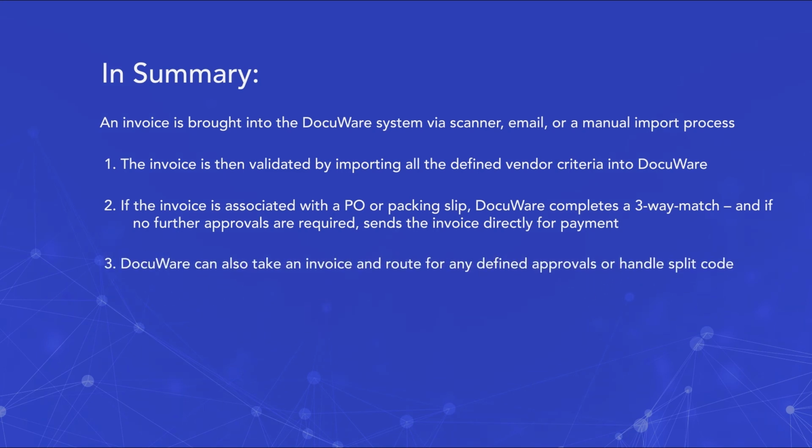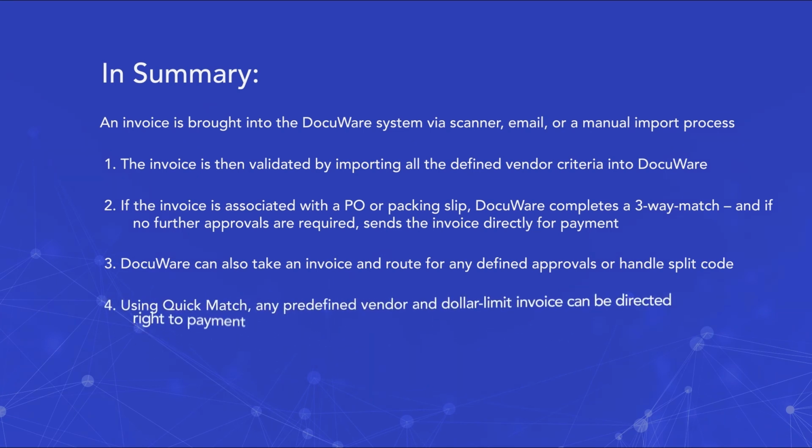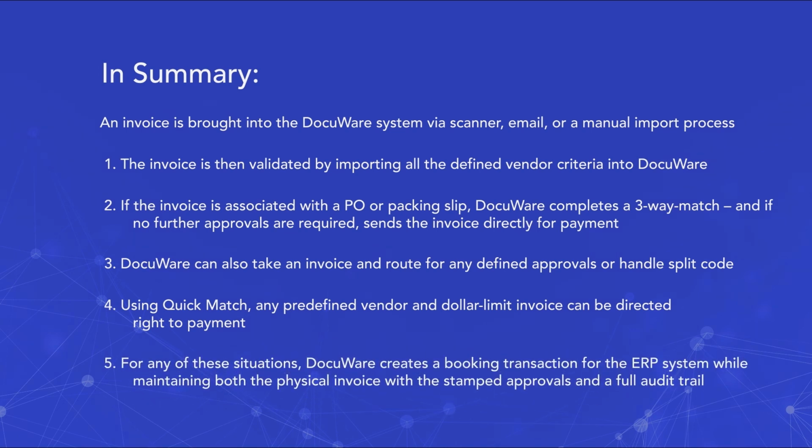DocuWare can also take an invoice and route for any defined approvals or handle split code. Using Quick Match, any predefined vendor and dollar limit invoice can be directed right to payment. And in the end, for any of these situations, DocuWare creates a booking transaction for the ERP system while maintaining both the physical invoice with the stamped approvals and a full audit trail.